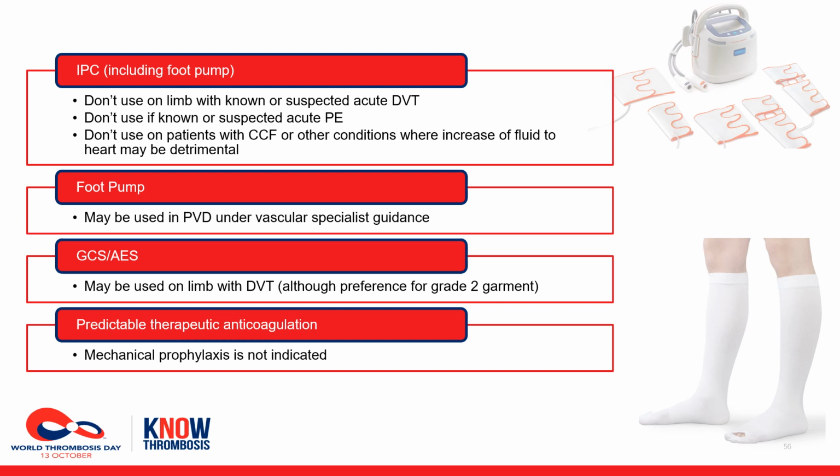So some practice points: IPCs, you shouldn't use on a limb with a known or suspected acute DVT. There's a slight hypothetical risk of clot mobilization, but more importantly, just something banging up and down on the blood clot tends to hurt the patient.